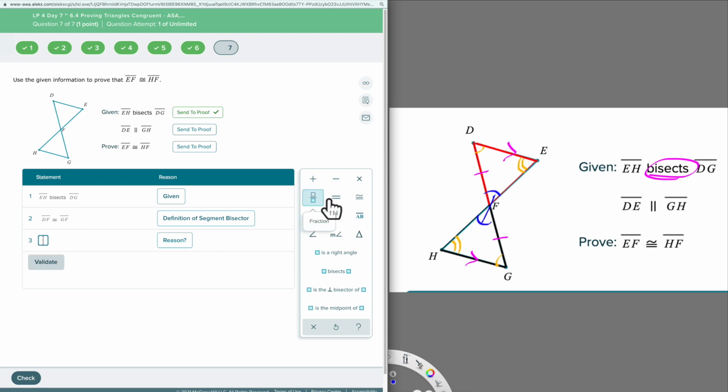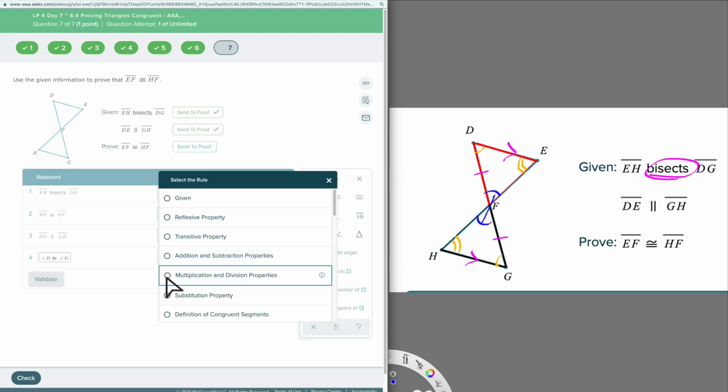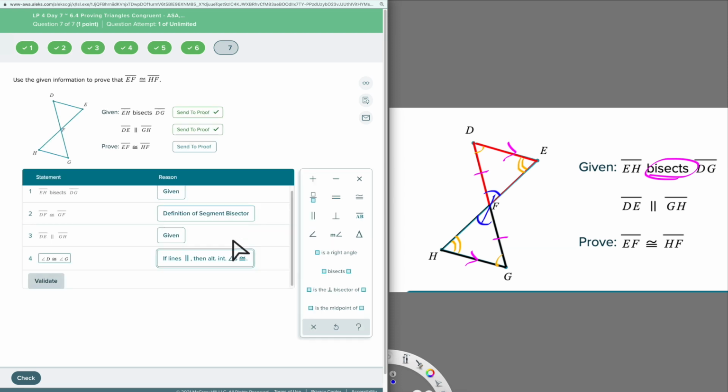This next one, I want to send to proof the parallel lines. If I'm going with the vertical angles, I can say this at any point in time. This vertical angles statement does not depend on any other piece of information, so I could have said that as number 1 if I wanted to. But I just haven't decided if I'm using that yet or not. Let's see. I know they're parallel, so now angle D is going to be congruent to angle G. If two lines are parallel, we have to make sure we're choosing the right one. Alternate interior angles are congruent.